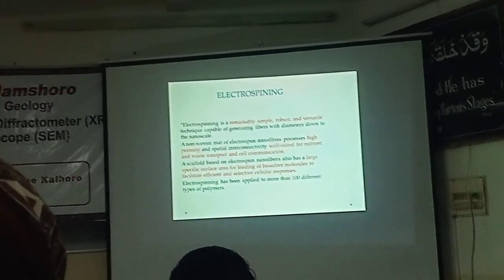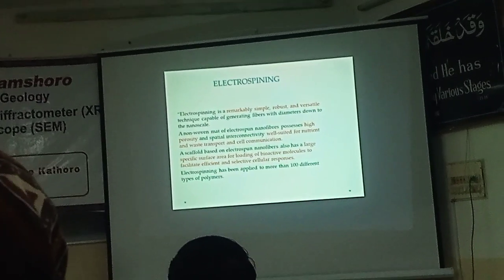A non-woven web of electrospun nanofibers possesses a high porosity and a special interconnectivity, well suited for the nutrients.